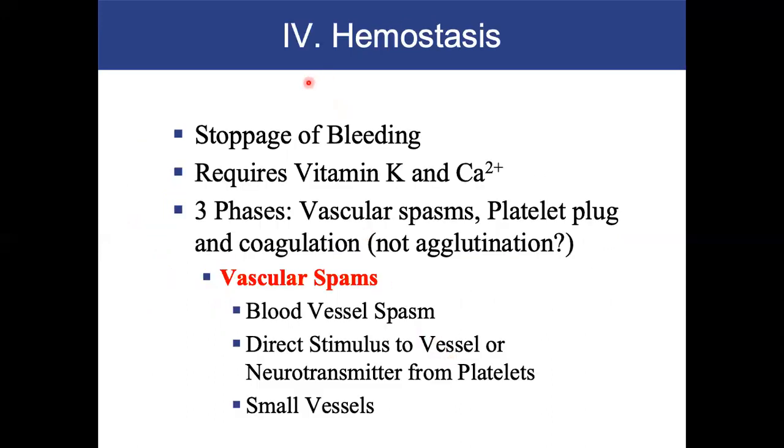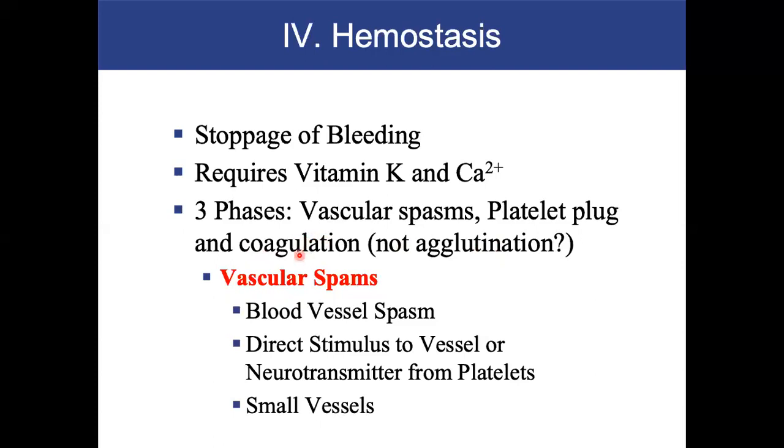So let's talk about hemostasis. What is hemostasis? Hemostasis means stoppage of bleeding. What do we need? We definitely need vitamin K, which is absorbed from the gut to the liver to make your clotting factors. We need calcium, all right? There are 3 general phases: vascular spasm, platelet plug, and coagulation. Coagulation is clotting, okay? Agglutination is an antibody binding to an antigen. So make sure you write that down.